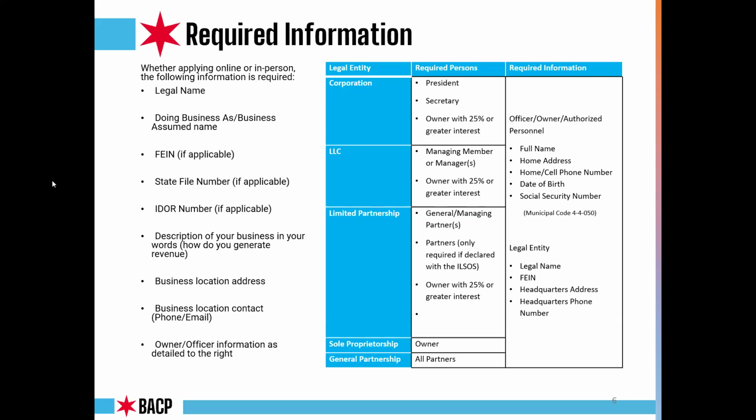In the case of an LLC, you may have a legal entity as your managing member, or one of your managers may be a legal entity, or the legal entity is actually the owner of the business. In this case, we are going to need the legal name of the business, the FEIN number, the headquarters address, and the headquarters phone number.